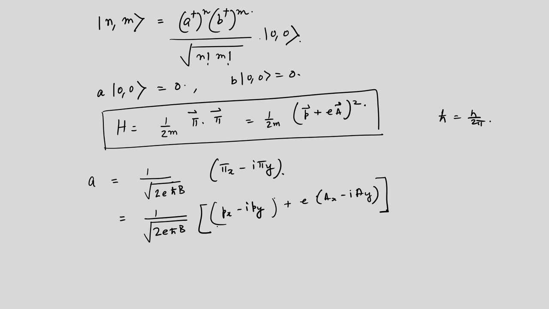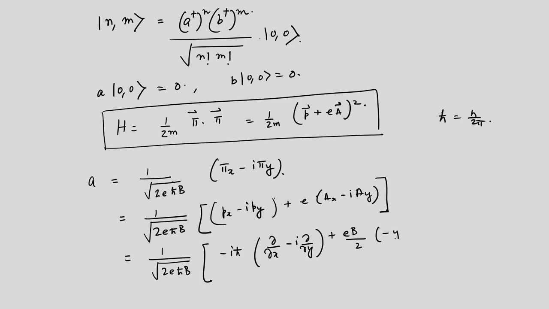Now I'll introduce p_x equal to minus iħ ∂/∂x, and then from there we'll do something else. Let's see what we do from there. So it's 1 over root 2eħB, and we have minus iħ ∂/∂x minus iħ ∂/∂y, plus e. Now I'll write A_x and A_y also in terms of B. So it is eB/2 times (minus y minus ix).